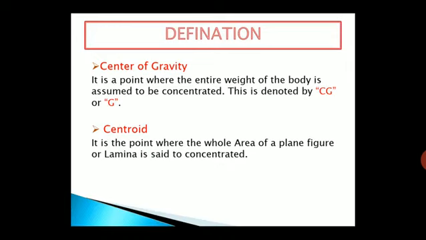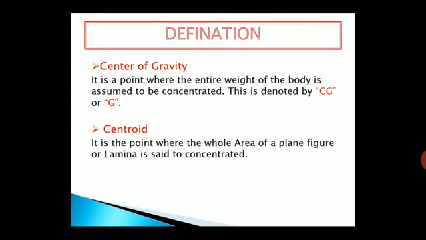Let's start with the definition. Centroid or center of gravity. Center of gravity is that point where the entire weight of a body is assumed to be concentrated. It is denoted by Cg or G. So, what is center of gravity? For any mass or a body, for analysis, we assume that the entire weight of the body is transferred through one single point, which we term as center of gravity. It is denoted by G or Cg.